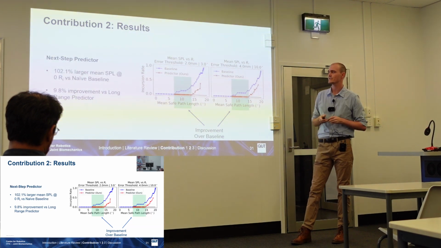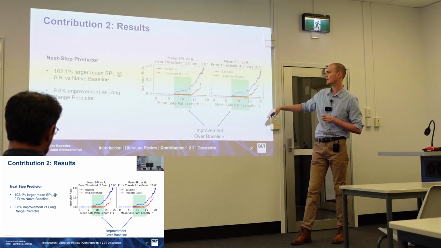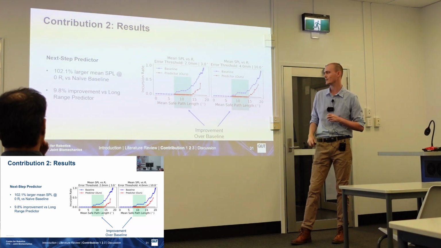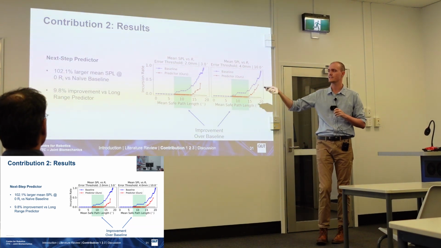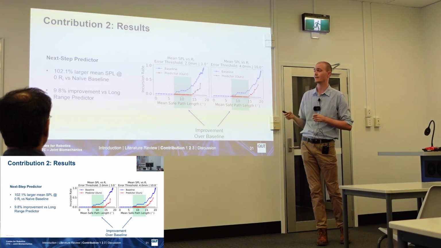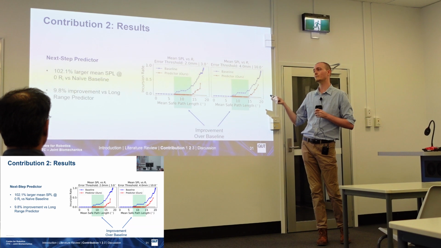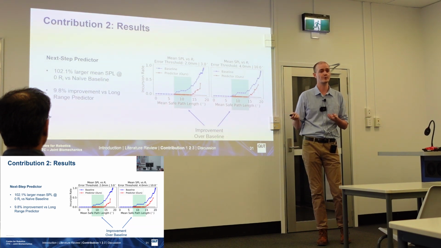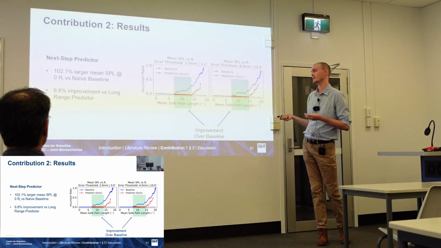We see a similar set of results here for our next step predictor, again highlighted in green to make the plots a little easier to see. This time, our next step predictor achieves a 102% increase in safe path length versus our naive baseline. And this also represents a nearly 10% improvement over our long-range predictor.